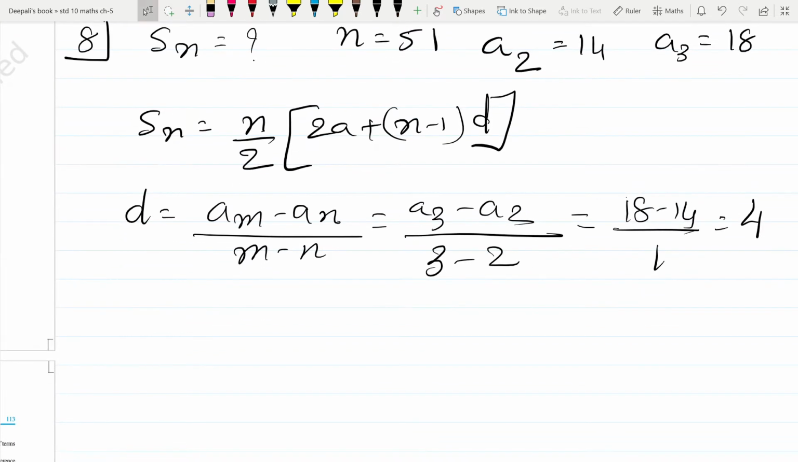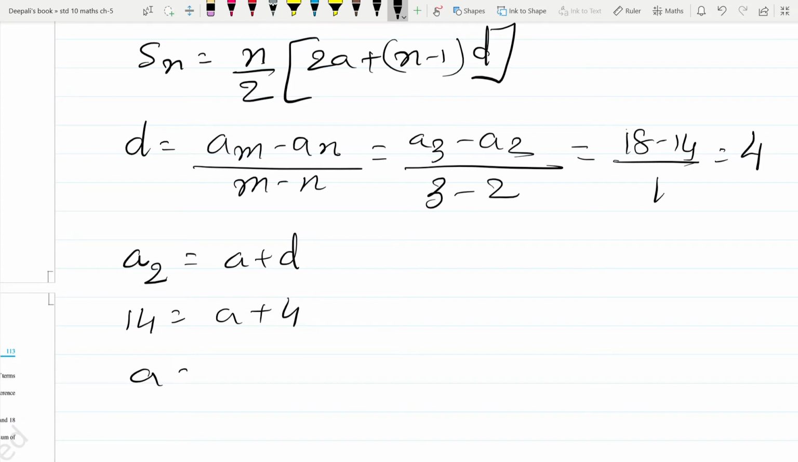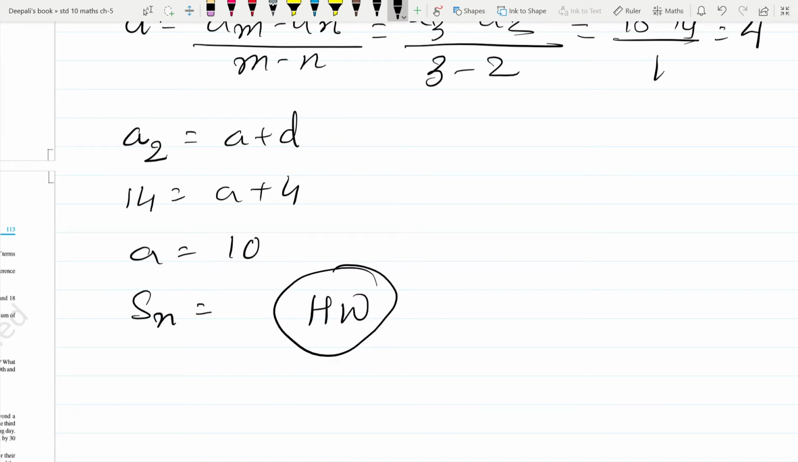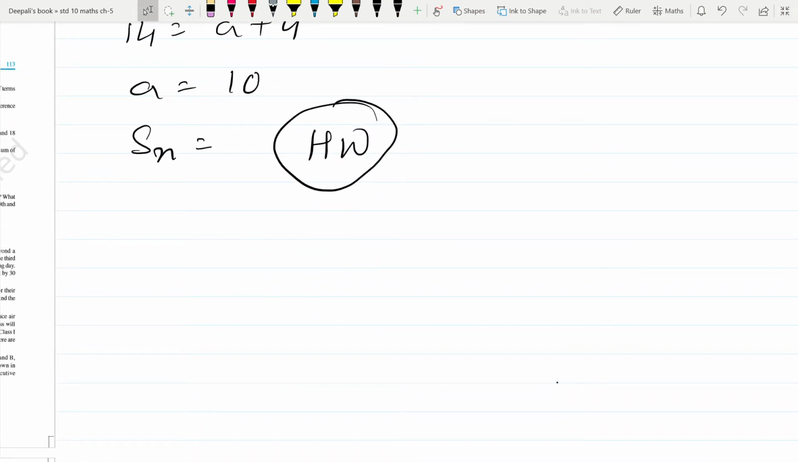Now a, I can get from the formula a2 is equal to a plus d. So a2, 14, is equal to a plus 4. So a is equal to 10. After this, I can put it in the Sn formula and solve. That will be your homework.